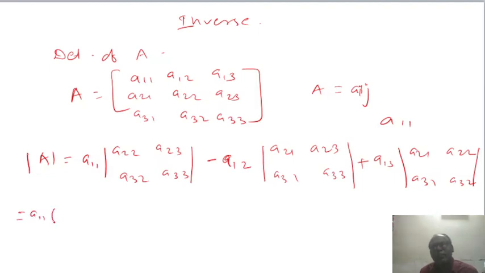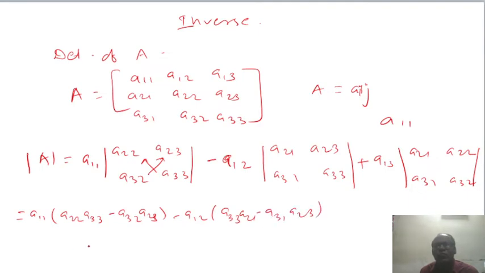This comes out as A11 into bracket. Take the product of these two. How to take the product of these two? A22 A33 minus A32 A23. Is it clear? Minus A12 into bracket. Similarly, A21 A33 minus A31 A23, plus A13 into bracket. What is the bracket? A21 A32 minus A31 A22. Is it clear? This is called the determinant of a matrix.